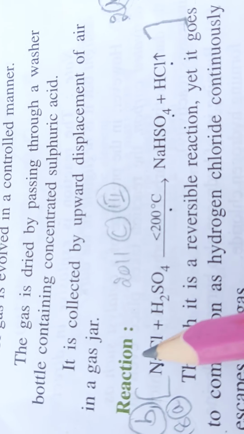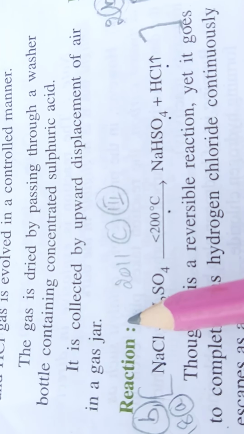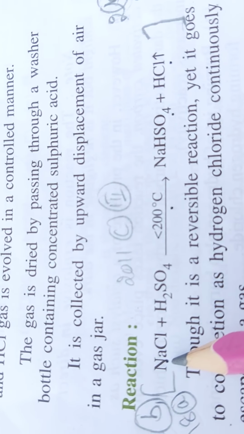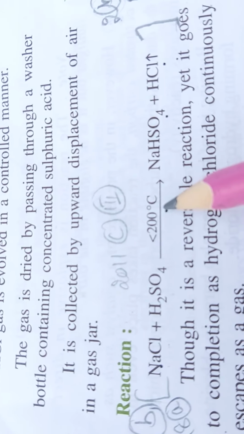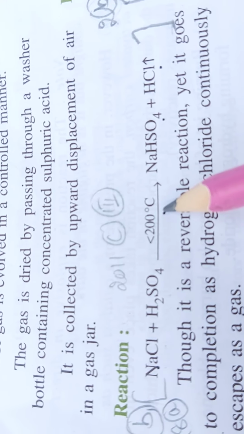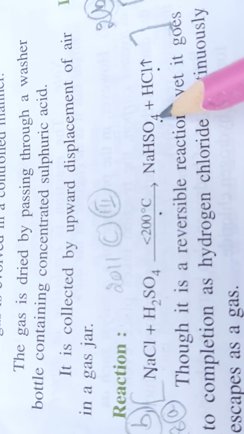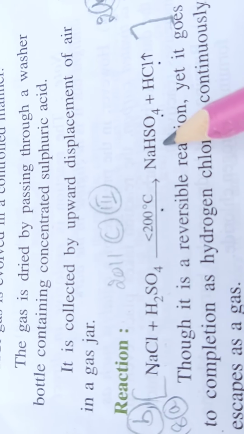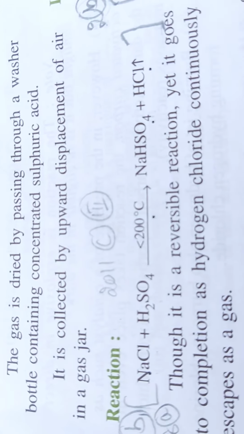Now see this reaction for laboratory preparation of hydrogen chloride gas. Sodium chloride mixes with sulfuric acid at a temperature below 200 degrees Celsius. Then sodium hydrogen sulfate, or sodium bisulfate, plus HCl gas will be evolved.